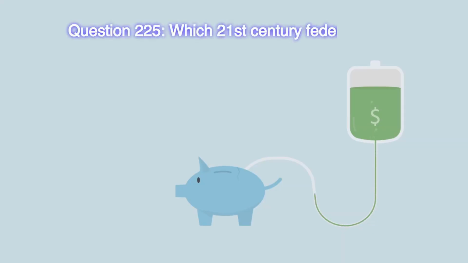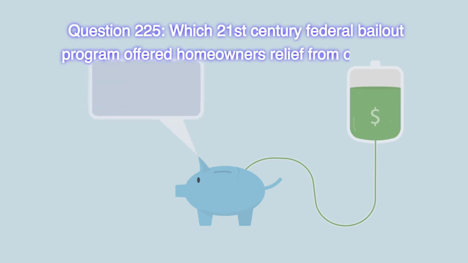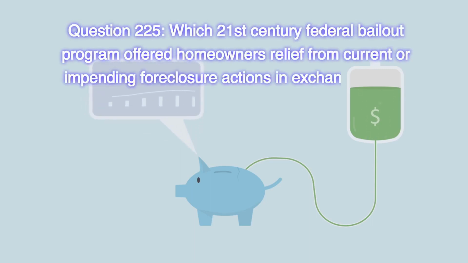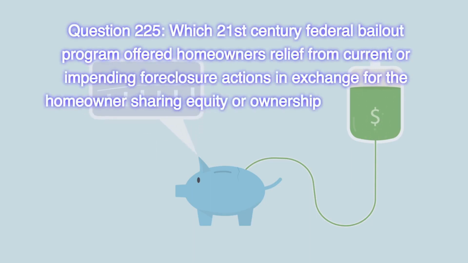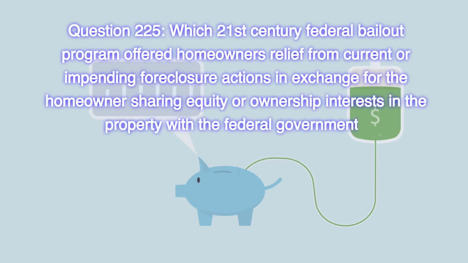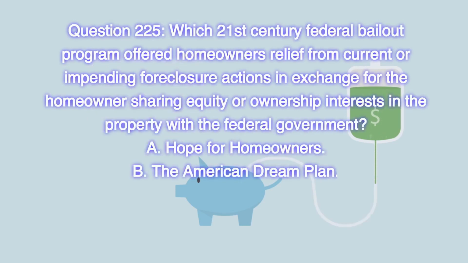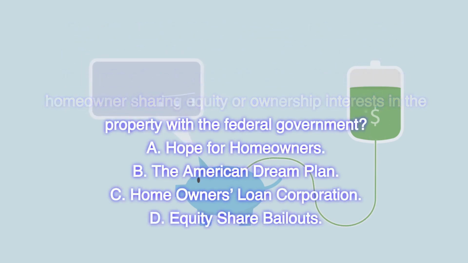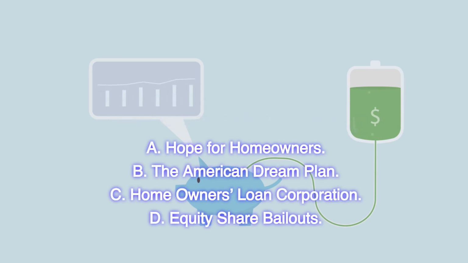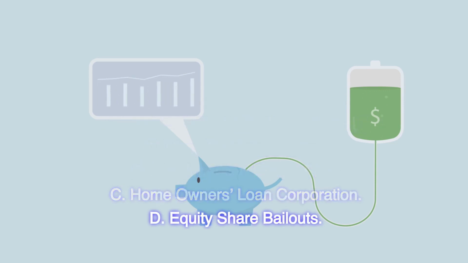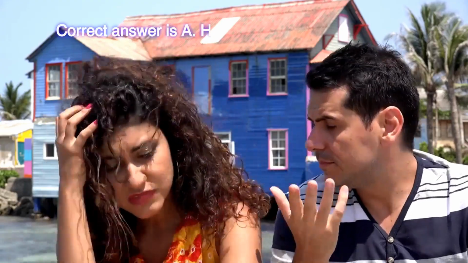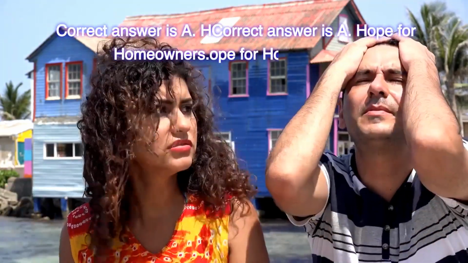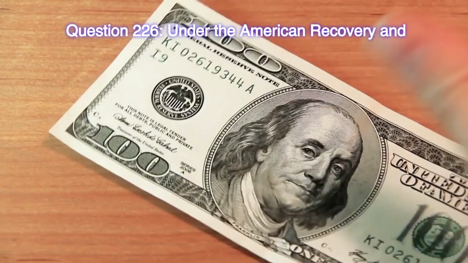Question 225. Which 21st-century federal bailout program offered homeowners relief from current or impending foreclosure actions in exchange for the homeowner sharing equity or ownership interests in the property with the federal government? A. Hope for Homeowners. B. The American Dream Plan. C. Homeowners Loan Corporation. D. Equity Share Bailouts. Correct answer is A. Hope for Homeowners.